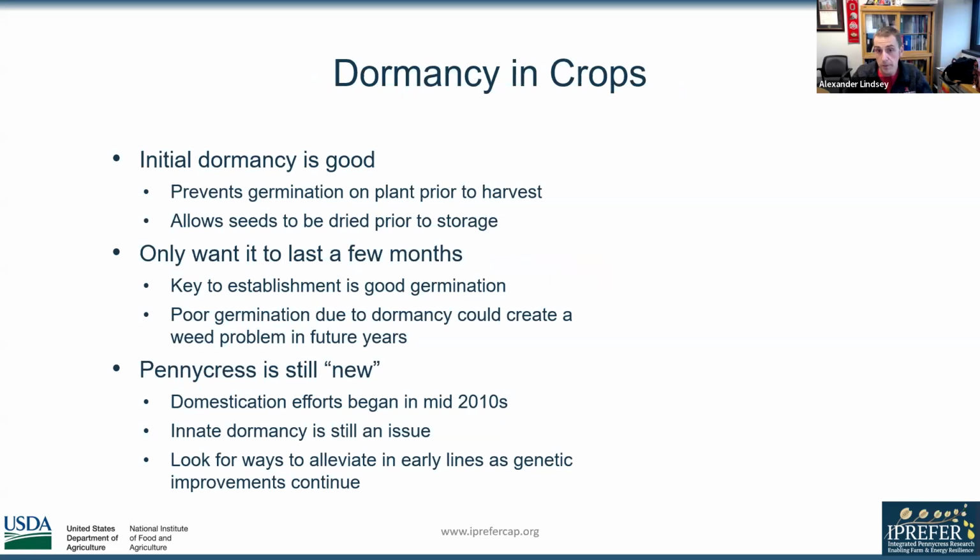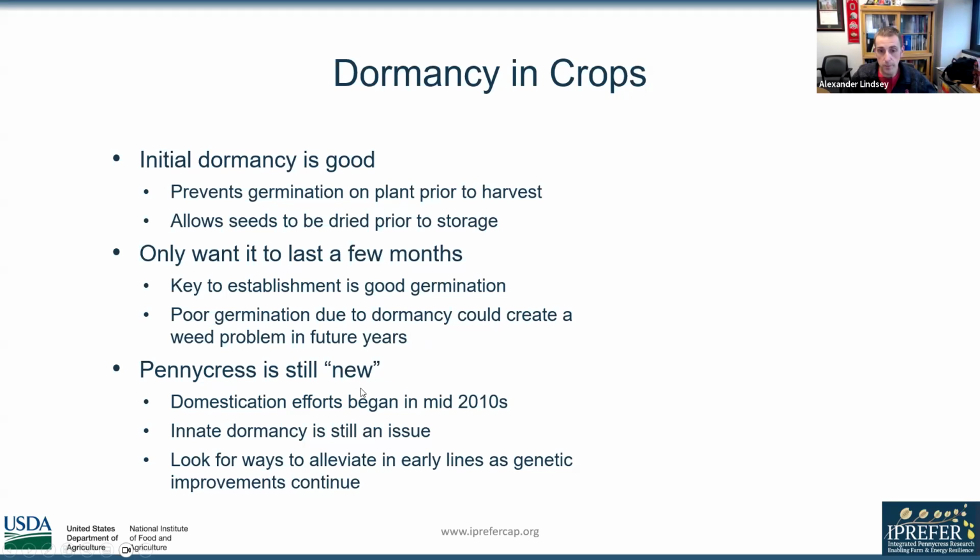Initial dormancy in some crops is good because it prevents germination on the plant prior to harvest, but you don't want it to last for very long. Having short-duration, non-deep dormancy is good to facilitate harvest, but we want it to go away relatively quickly, or else it can cause issues with germination and establishment when planting that crop the next year.